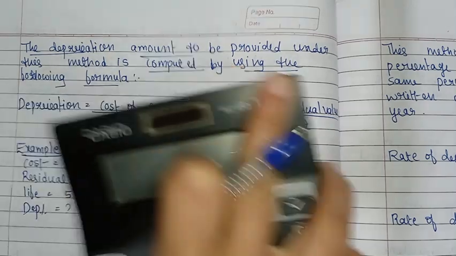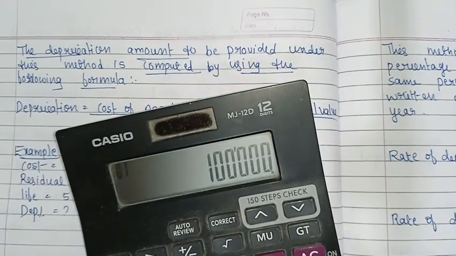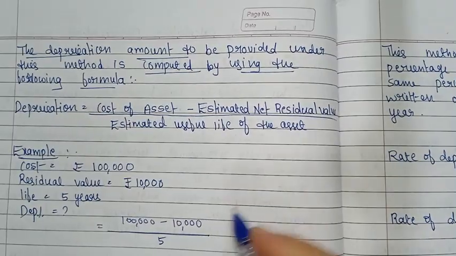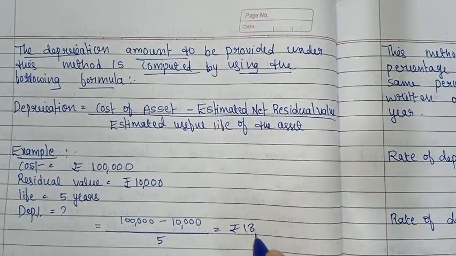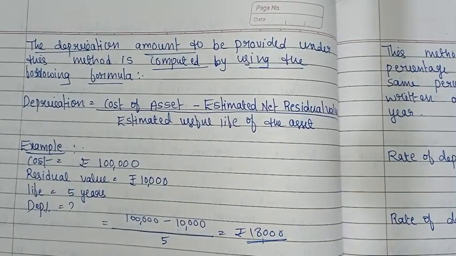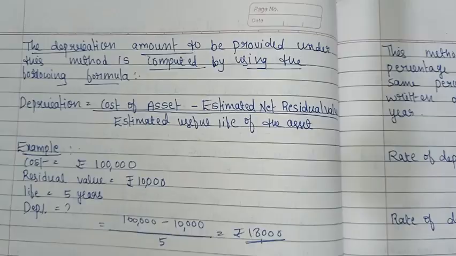So 1 lakh minus 10,000 divided by 5 equals rupees 18,000. So rupees 18,000 is the depreciation, and it is the same over the useful life of the asset under the straight line method.